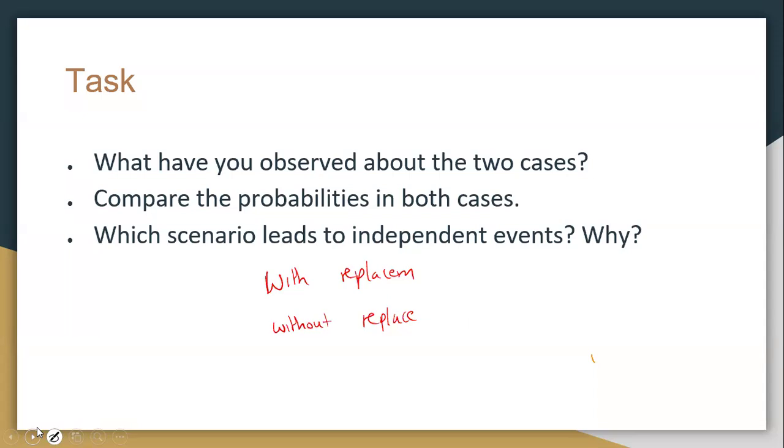Okay. When the ball is replaced, it's just like picking a ball in a cup or a box and record the color, but the total still remains the same. Okay. Thank you. That is good.